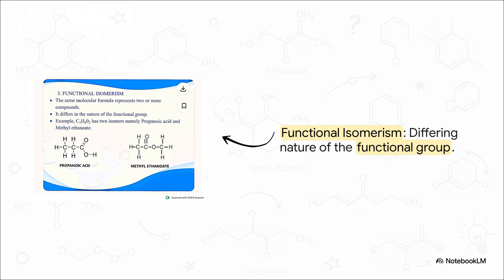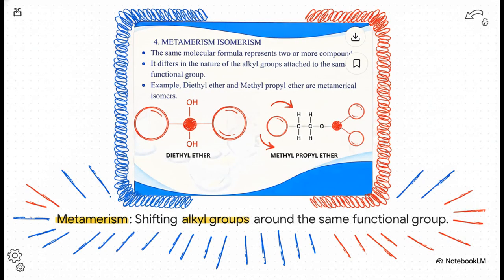Same atoms, totally different chemical nature. Crazy, right? Another super fascinating variation is metamerism isomerism. I want you to focus on the central oxygen atom in these structures. Metamerism is all about the nature of the alkyl groups attached on either side of that functional group.